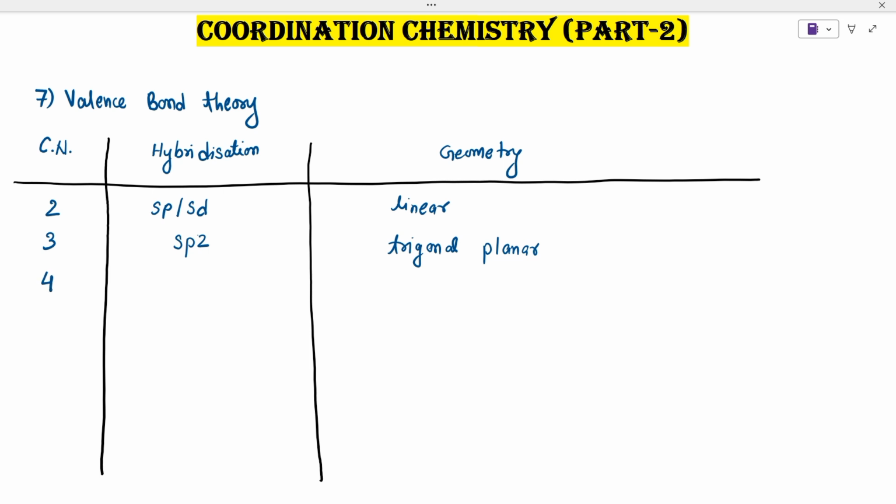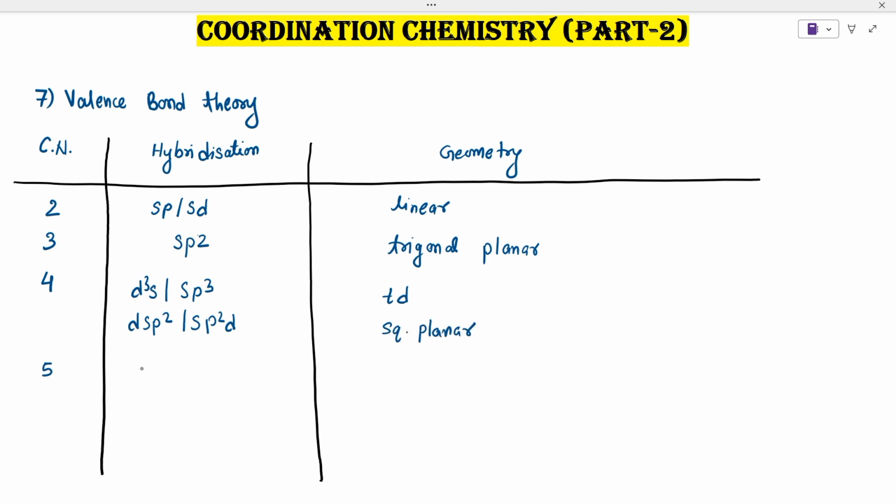If we have coordination number 4, then possible hybridizations will be d3s, sp3, dsp2 and sp2d. For possible structure, if we have sp3 and d3s, then tetrahedral will be the possible geometry, and if we have dsp2 or sp2d, then square planar is the possible geometry.